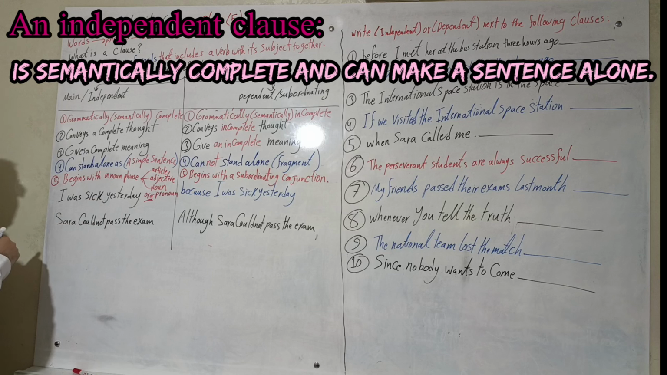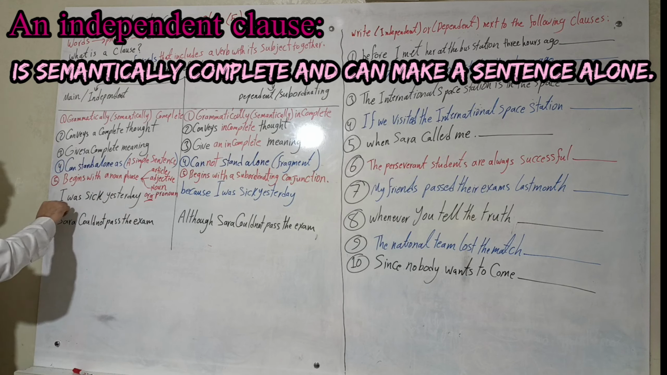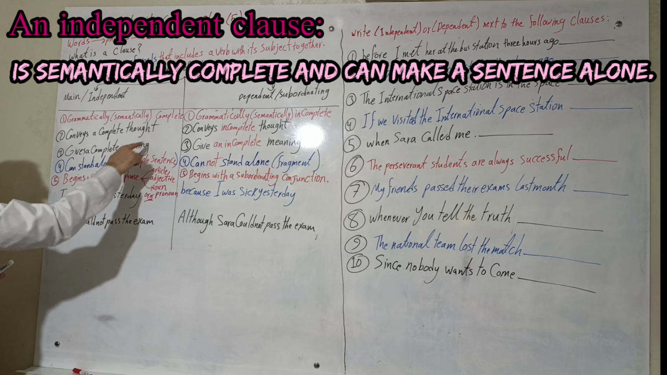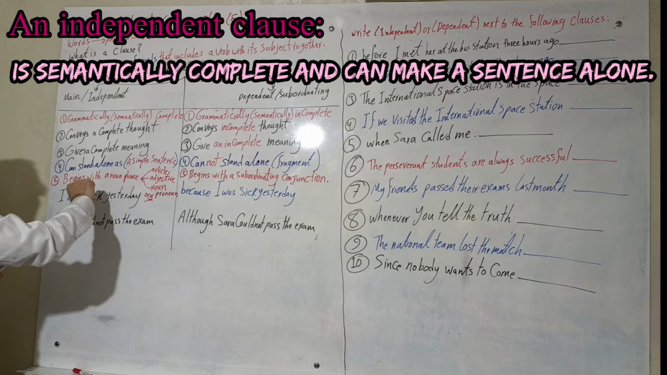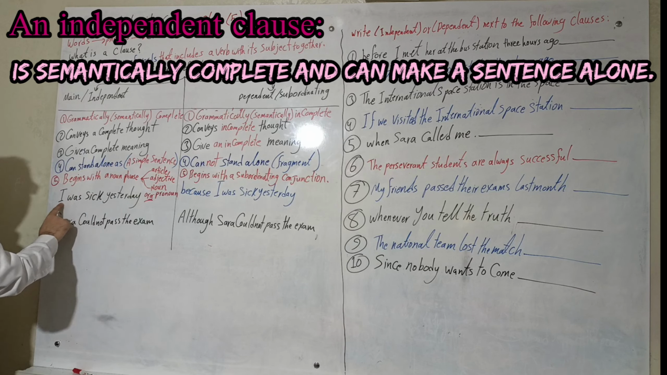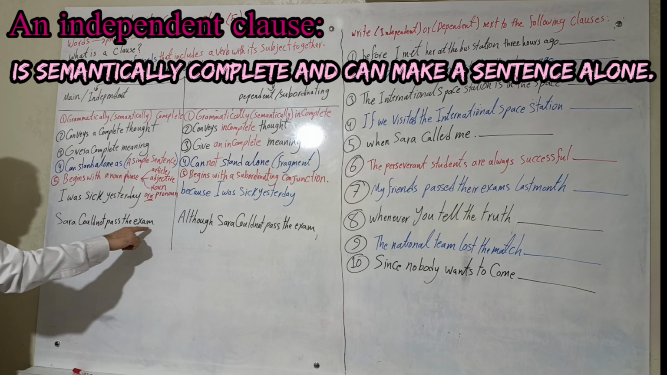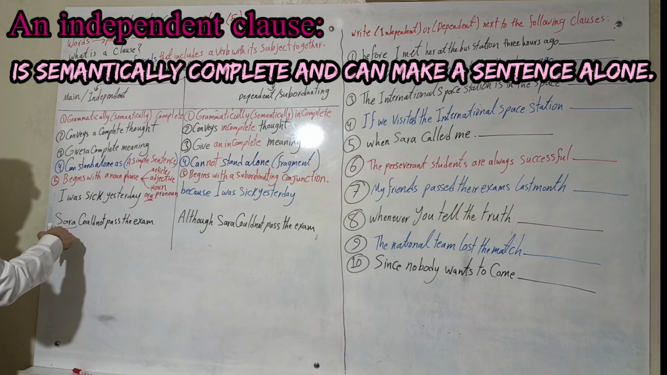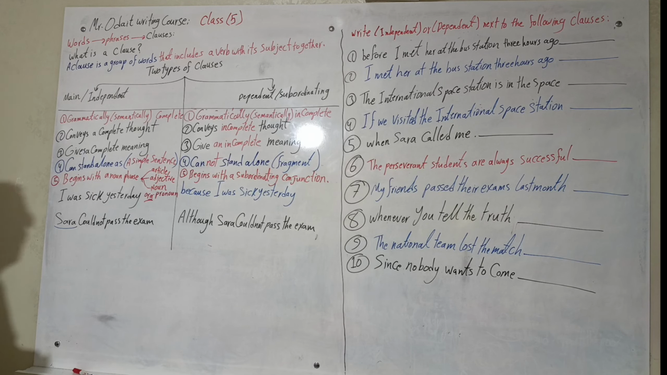Allow me to give you some examples. We have 2 main examples. The first one, I was sick yesterday. As you see, my friends, this clause is grammatically or semantically complete, and it conveys a complete or full meaning. It also gives a complete thought. And as you see, it starts with a subject. The second one, Sarah couldn't pass the exam. Also here it begins with a noun phrase, which is one word, and it can stand alone and give full meaning.